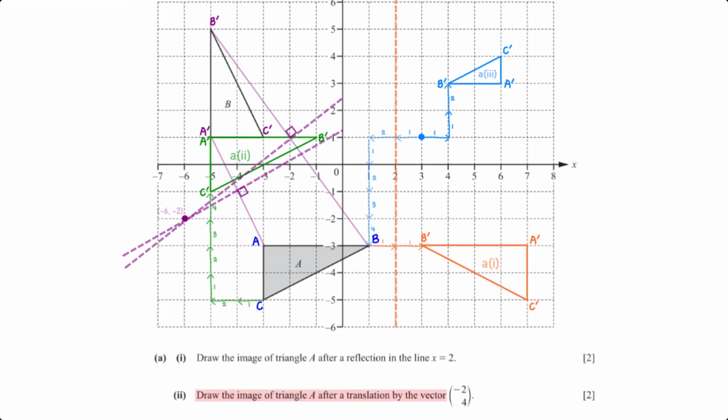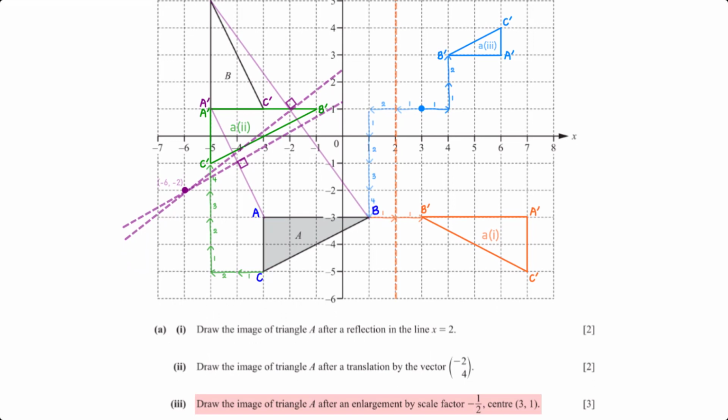Draw the image of triangle A after a translation by the vector -2, 4. For this translation, the translation vector dictates that we move each of the vertices of triangle A 2 units to the left and 4 units upwards. On the diagram, the movement for point C has been shown. After repeating the same process for all the other points as well, we are able to map out the translated image of triangle A.